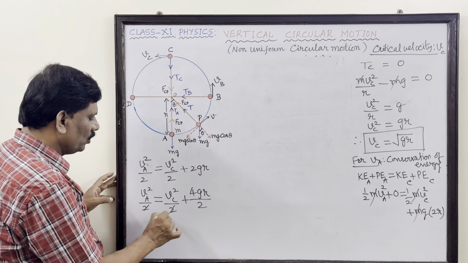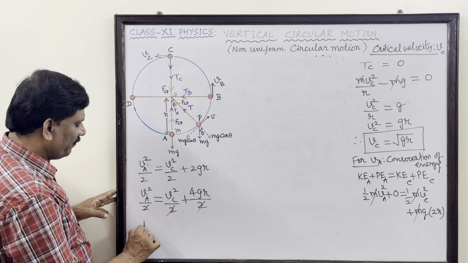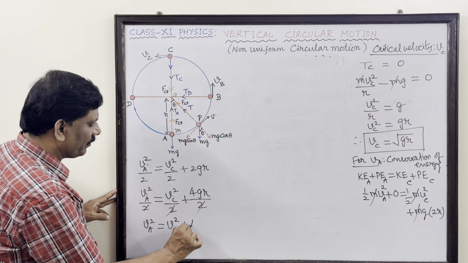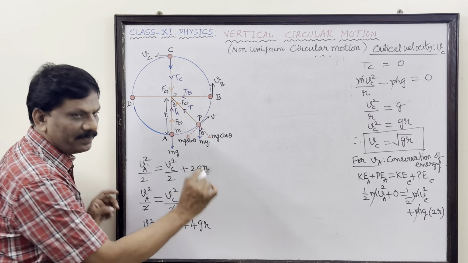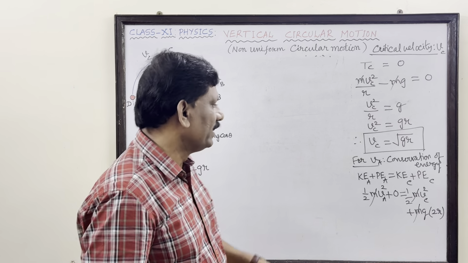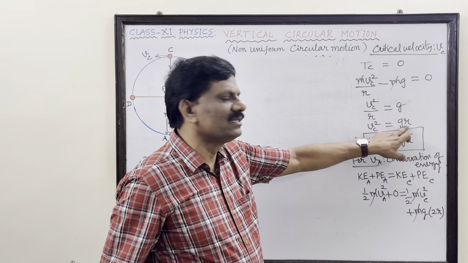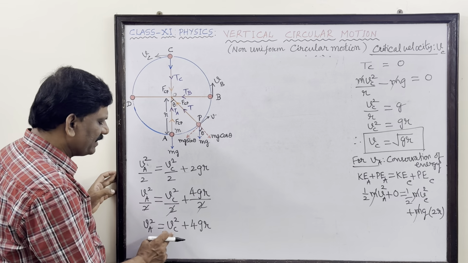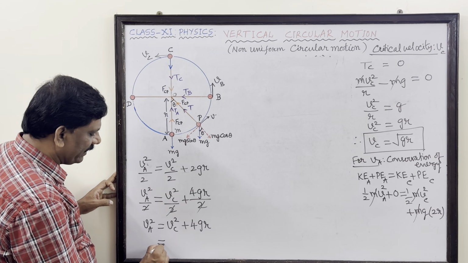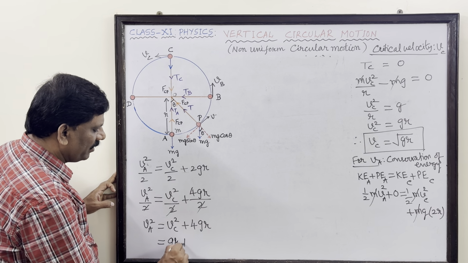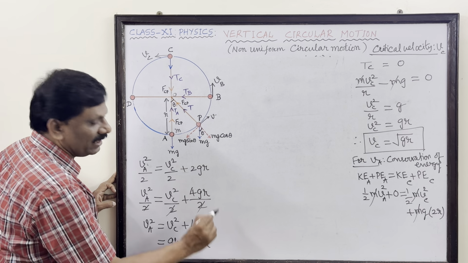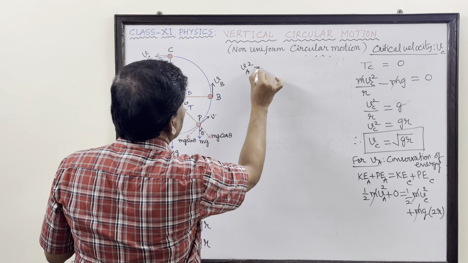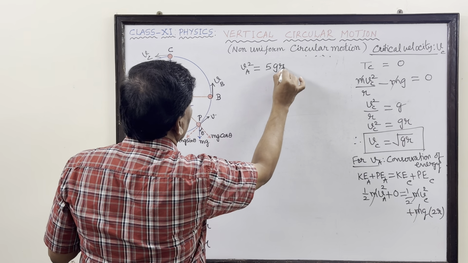So that LCM 2 can be cancelled. So VA square is equal to VC square plus 4GR. Now already we have derived VC square is equal to GR. Is it not? VC square is also equal to GR. So in place of VC square, what I can write? GR plus 4GR. Therefore, VA square is equal to 5GR.